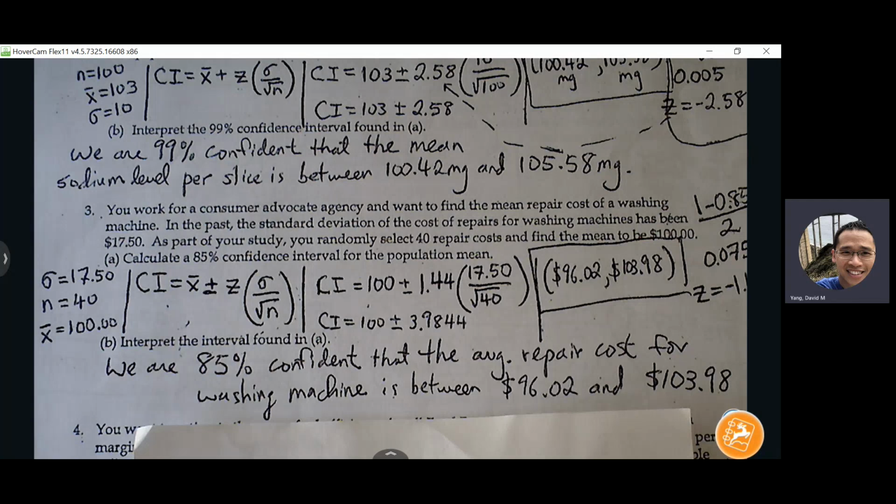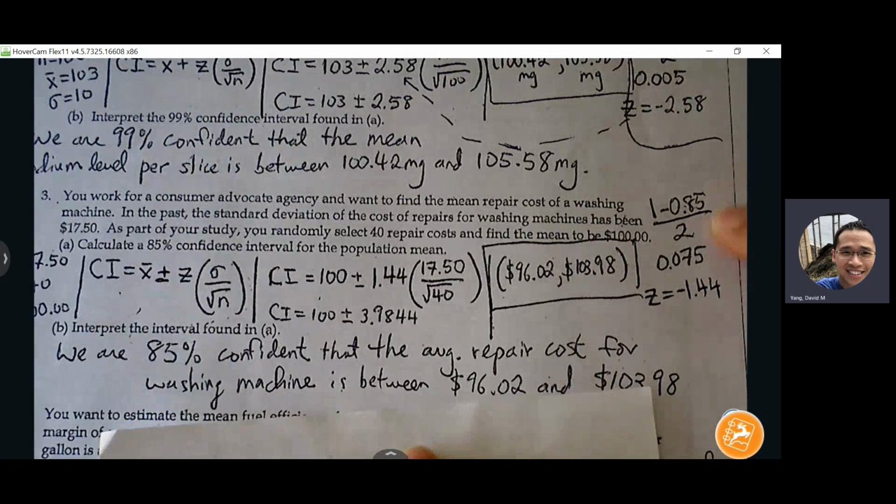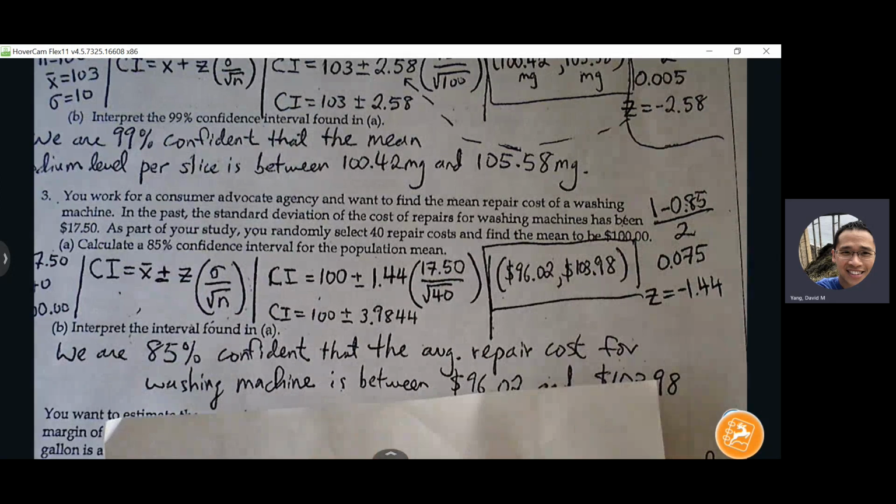Okay, so we're using the second formula there, x bar plus or minus z, sigma over root n. We want an 85% confidence interval, so we have to get to our percentage or probability, and from the probability, get to our z-score. So 1 minus 0.85 divided by 2, which is 0.075. Use the table to get to your z-score, negative 1.44. And now we have everything we need.